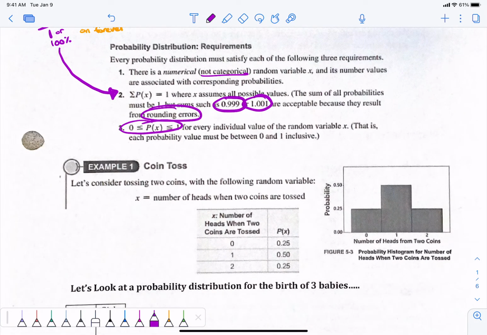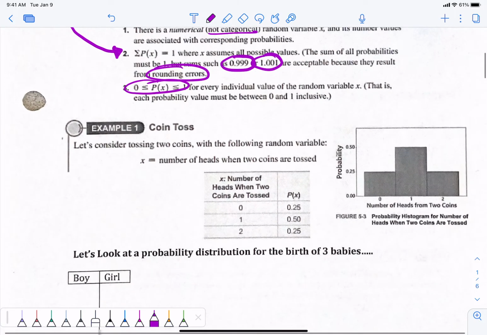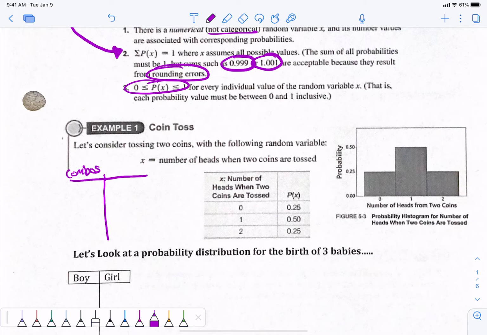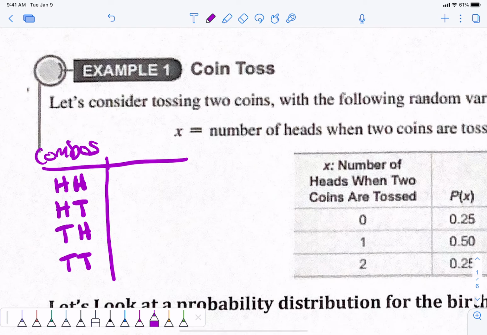All right. Coin toss. Let's consider tossing 2 coins with the following random variable. Here we go. I'm going to write a table over here, and we're going to talk about the combinations that we can have when we're tossing 2 coins. So this is like the sample space. What could happen? I could have heads, heads, heads, tails, tails, heads, or tails, tails.